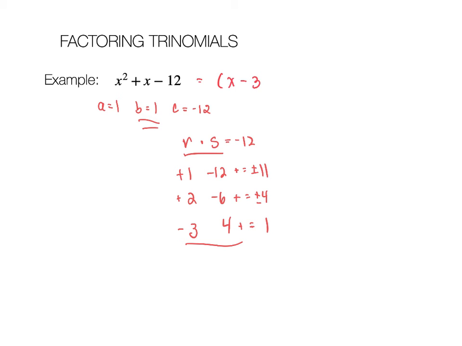It's x minus 3 and x plus 4. Mentally, let's check it. The first x times x gives us x squared. The last one, negative 3 times 4, gives us negative 12. The ones on the outside, x times 4 is 4x. These inside, negative 3 times x, negative 3x. So 4 minus 3, 1x in the middle.